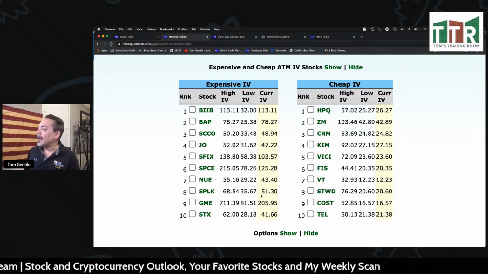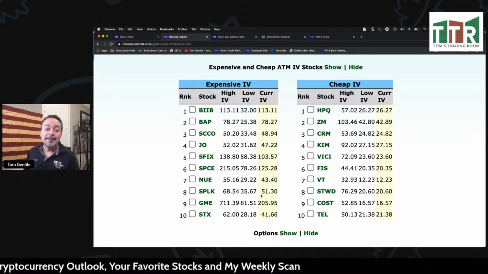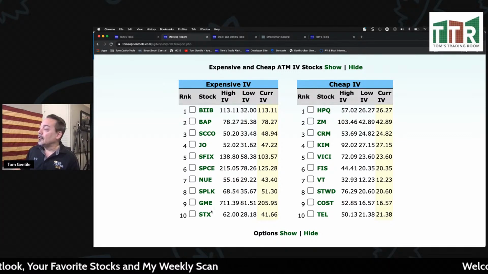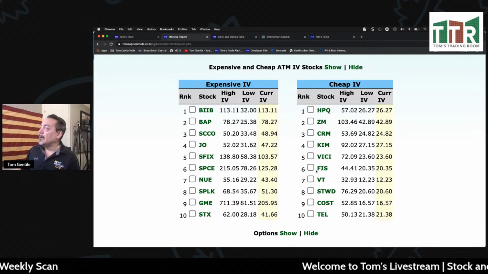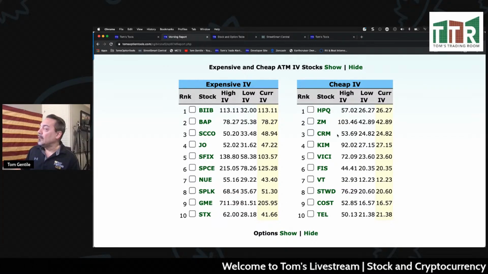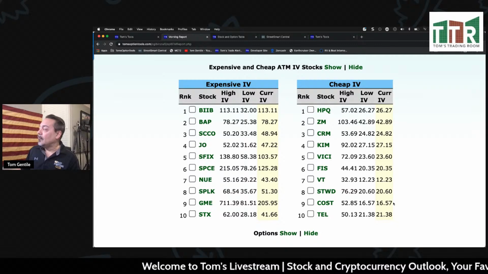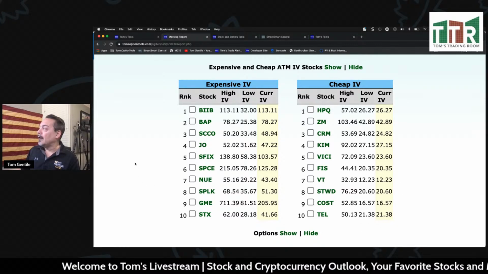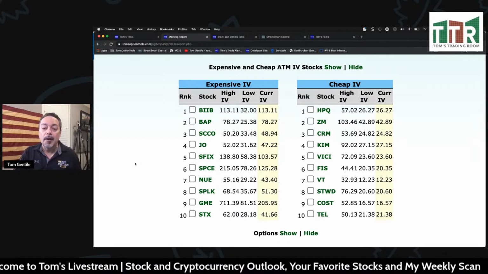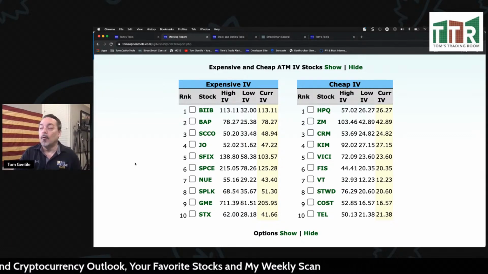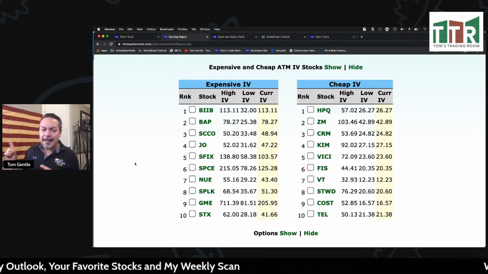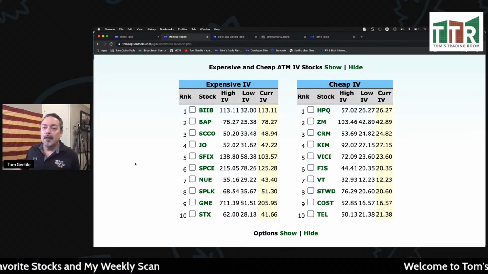Shocking that AMC is not. It should have been, but it wasn't. All right. But look at GameStop down here as well. On the other side, we've got HPQ, we've got Salesforce.com, we've got Costco on here. Three of them that are just popping up in my brain as stocks that I've traded options on many times before. So we're going to get to this thing momentarily.